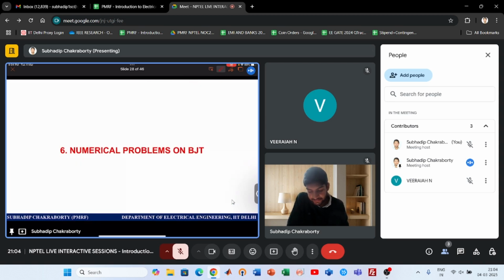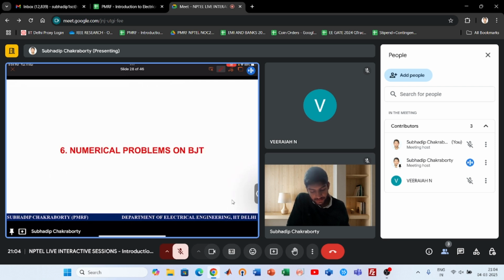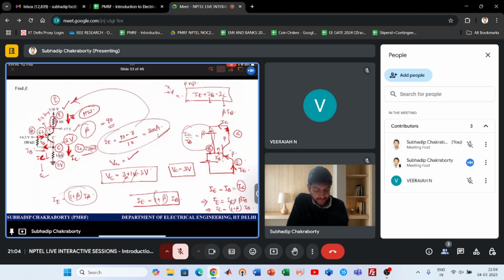So if you go back, alpha is IC by IE, which is less than 1. So this is okay. IE is 1 plus beta IB. You only remember this, and you can also derive. Okay, so that was it. You can just derive, and then beta you can just calculate. IB you can calculate.